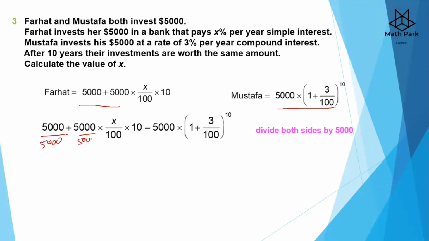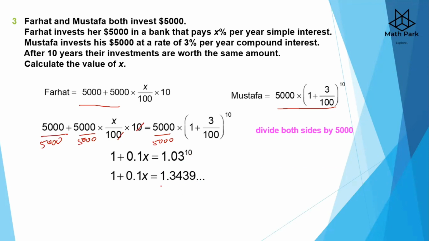So, this 5,000 is going to get cancelled. This is how the next statement we get as 1. So, 5,000 upon 5,000 is 1. This x upon 10 is 0.1x, and this 5,000 got cancelled. 100 plus 3 is 103. 103 by 100 is 1.03 to the power 10. 1.03 to the power 10 is 1.3439.